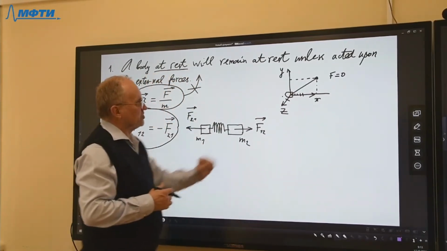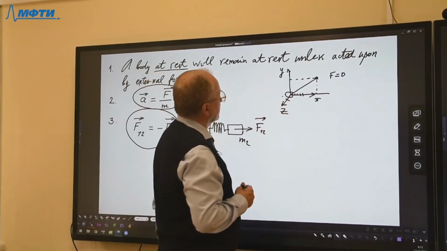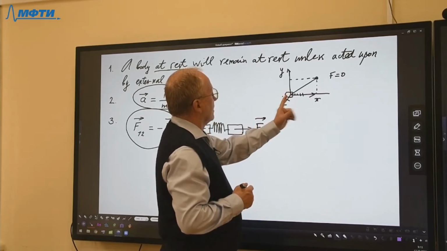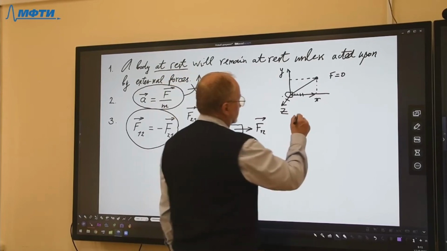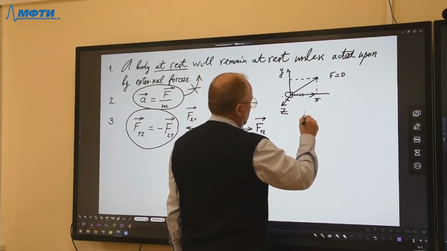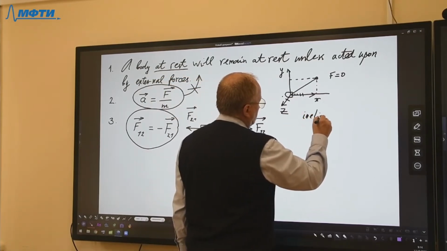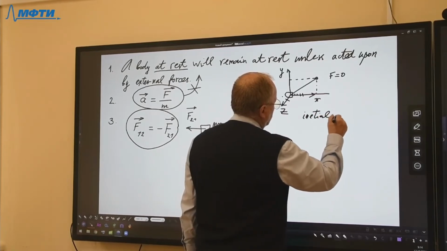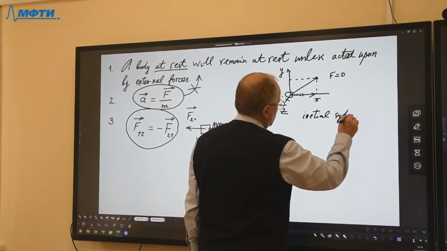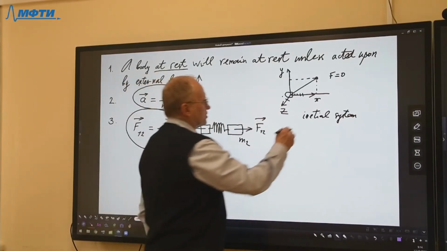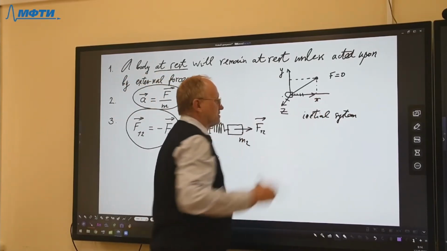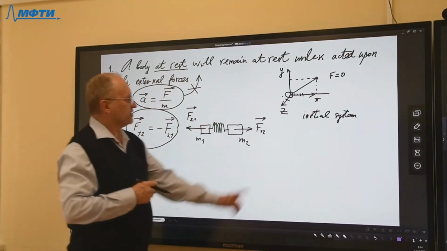So such a reference frame, or such a coordinate system, is called an inertial system. Inertial coordinate system. Inertial.